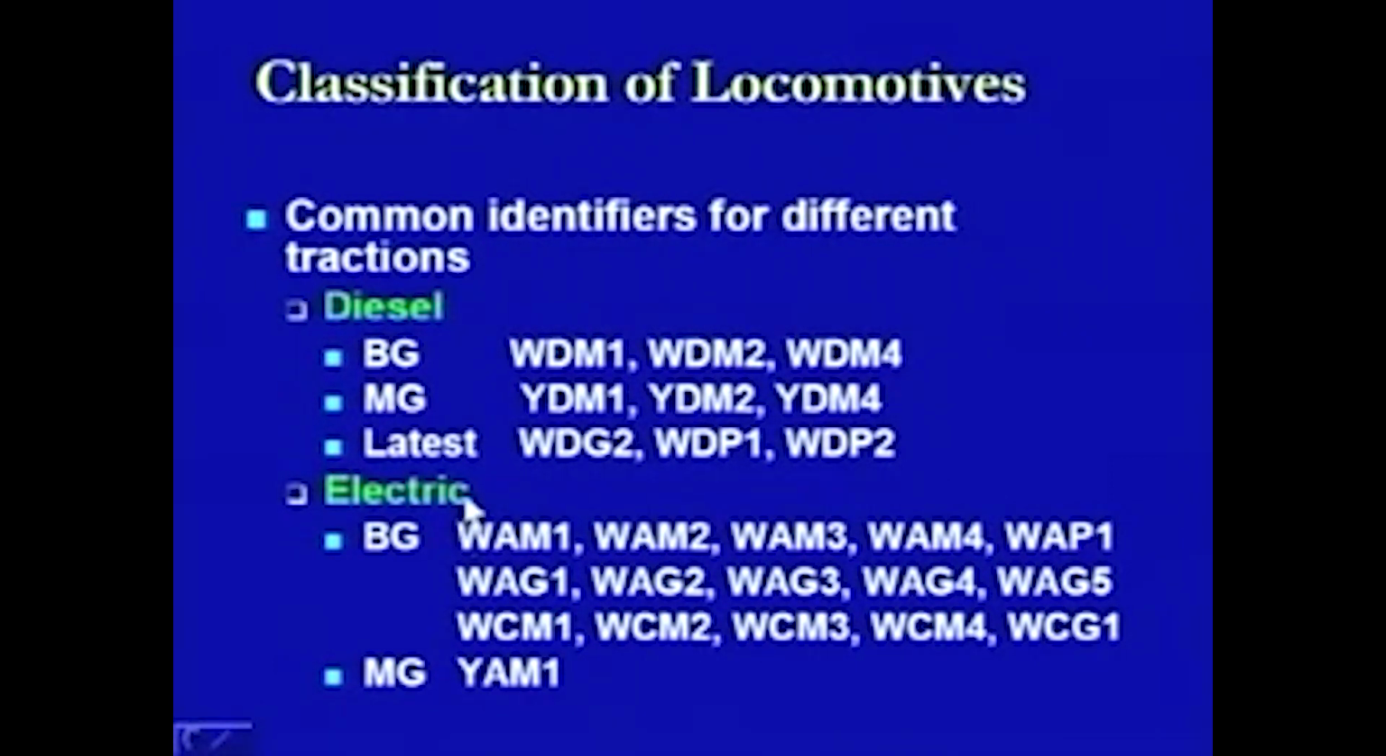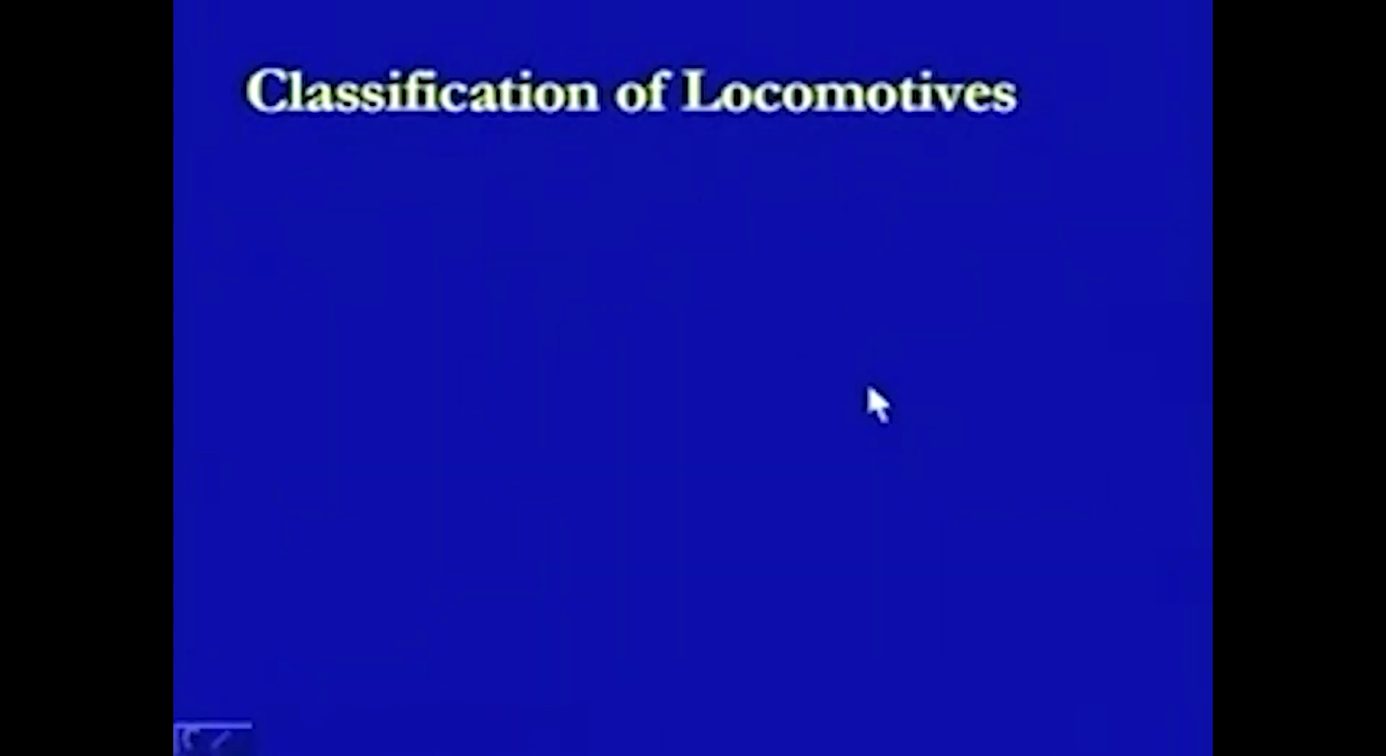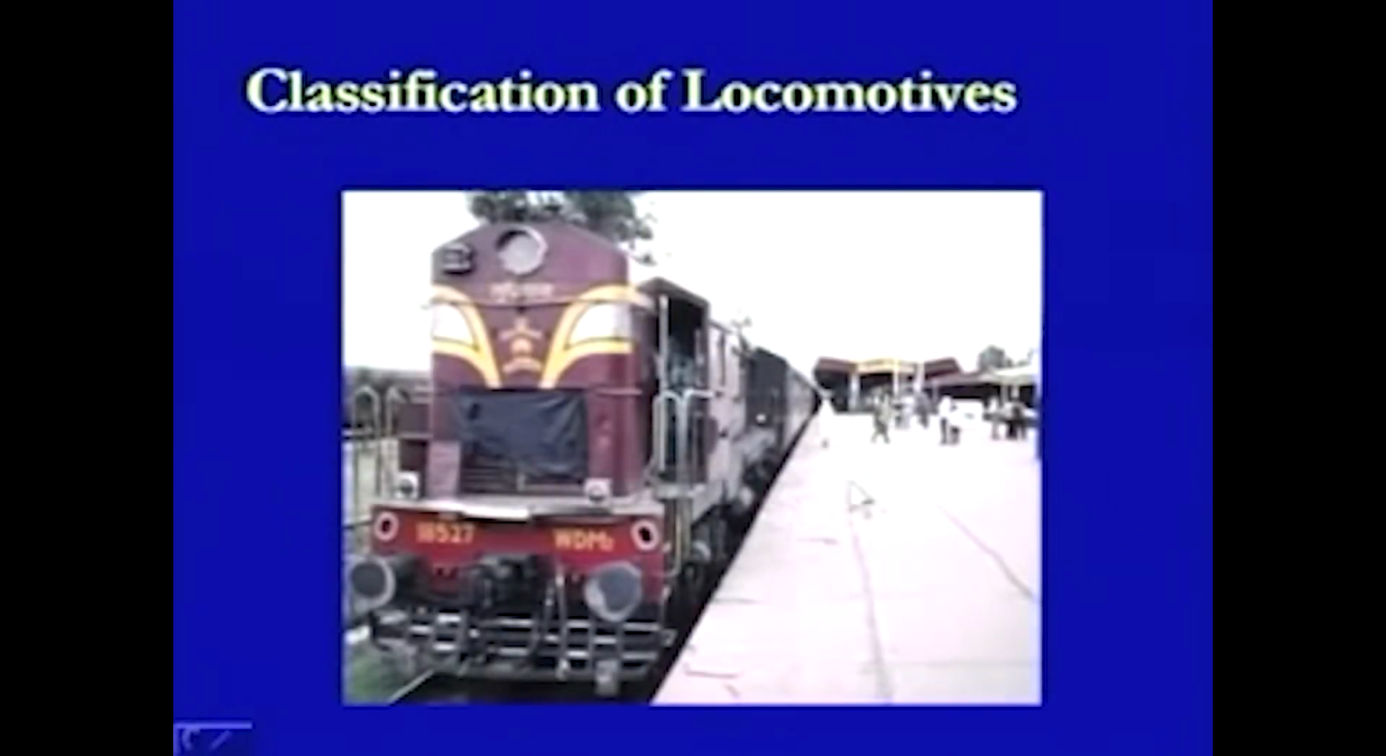In the case of the electric locomotive, similarly, if we look at the broad gauge condition, we have WAM, WAP, WAG, or WCM or WCG. Likewise, different types of locomotives are there, and for meter gauge we have YAM, and likewise. I am not taking all the different combinations which can be there. Just look at this locomotive. In this case, it is already written here as WDM2.